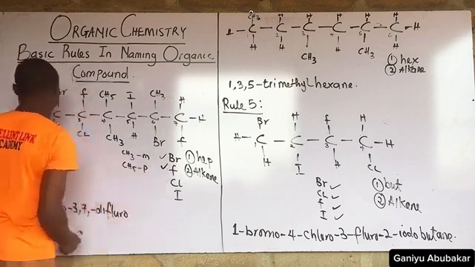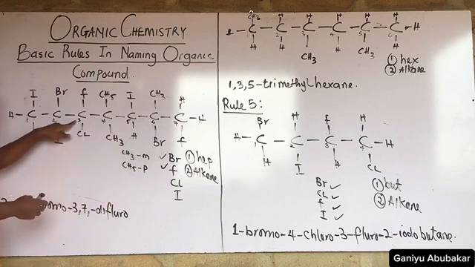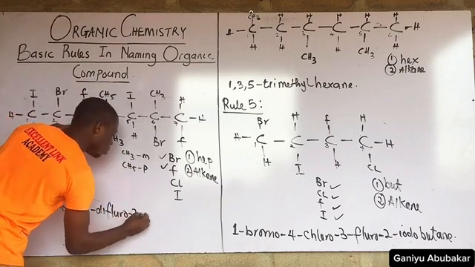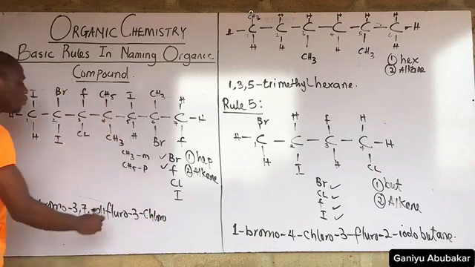Next up, chlorine. How many chlorine? 1 chlorine. Just 1 chlorine. What's the position? 3. That becomes 3-chloro. Alright, 3-chloro. I'm done with chlorine.